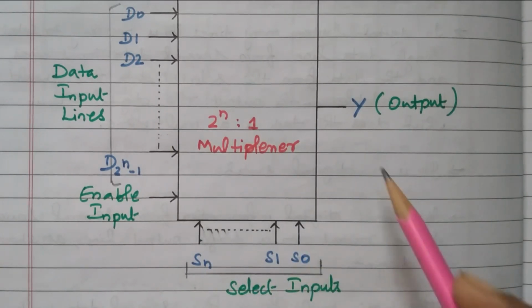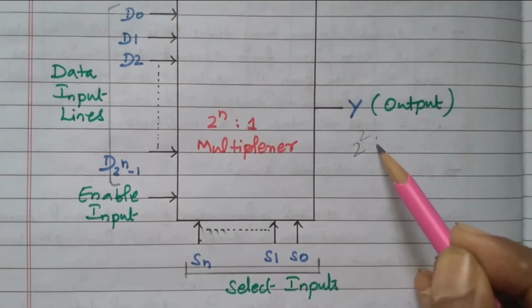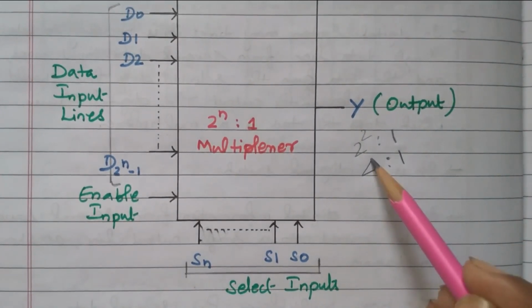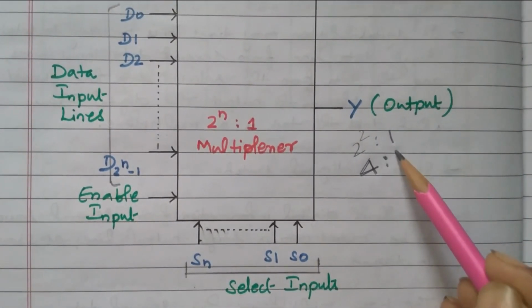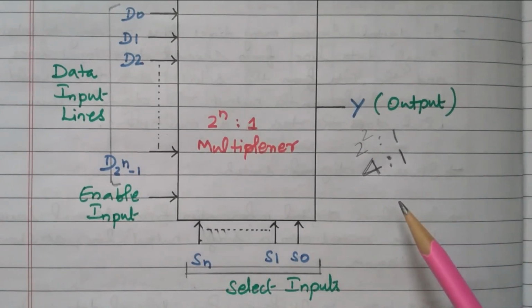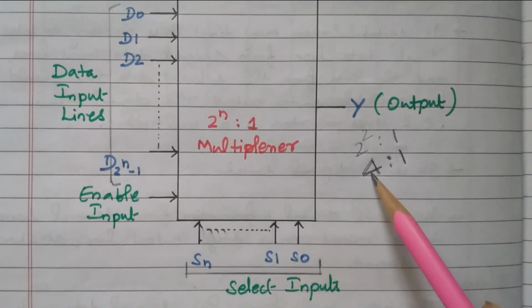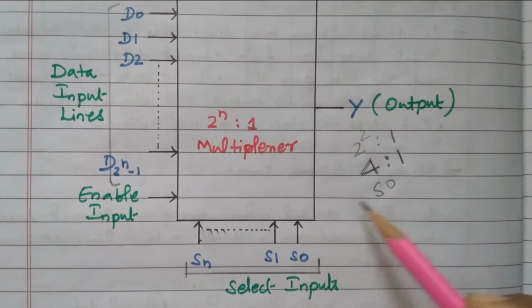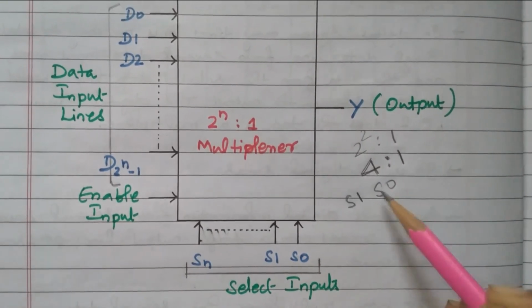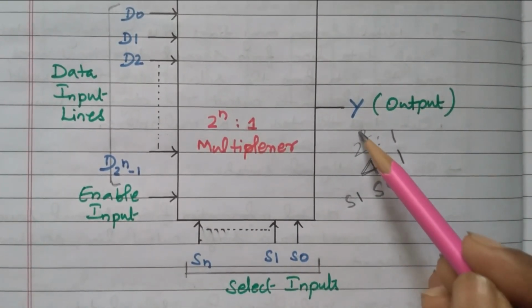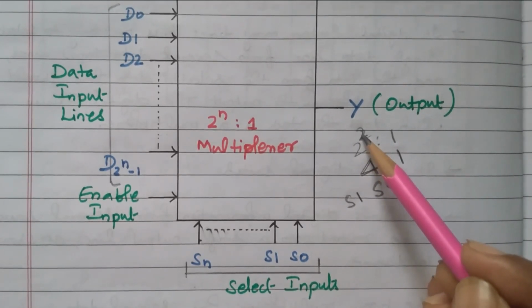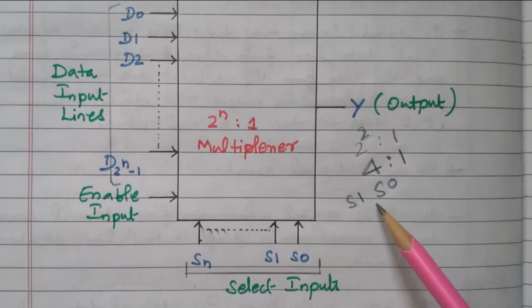For example, we will consider 2 to the power 2 is to 1, that is 4 is to 1. We will see the 4 is to 1 multiplexer. There are 4 inputs, out of which we need to produce one output. So this selection line, right? 2 to the power 2 is 4, which means there are 4 combinations of selection lines. That is, S0 and S1 will be available. These two will decide how many selection lines are needed, here n equal to 2, so we need 2 selection lines, right?